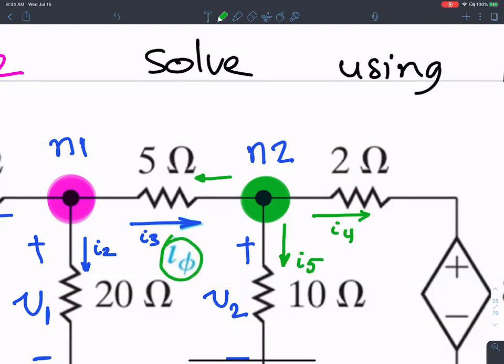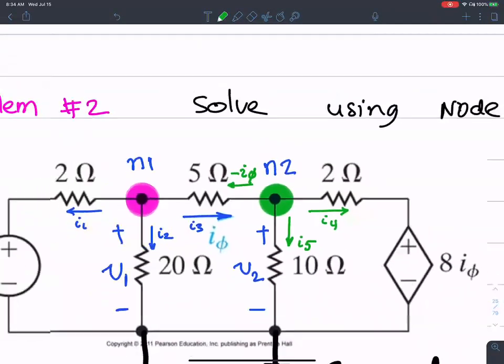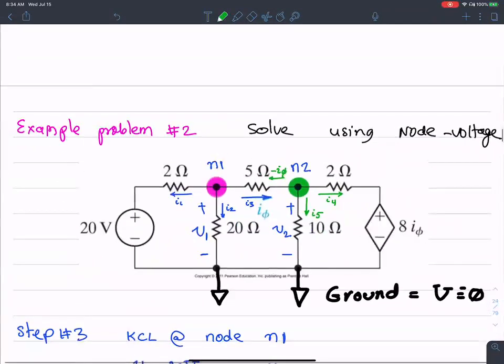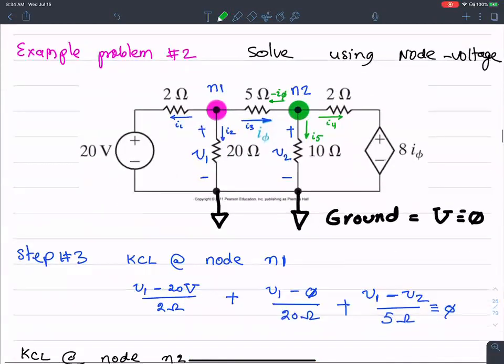And notice that the current going east, I delta, and the current going west shown in green are opposite. So this is simply the negative value of this guy. Okay, so it's like the current going from left to right is I delta. Therefore, the current going from right to left is negative I delta. Okay, that's only going to simplify my equations.